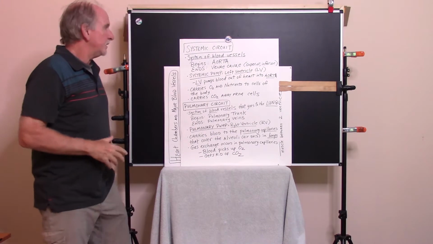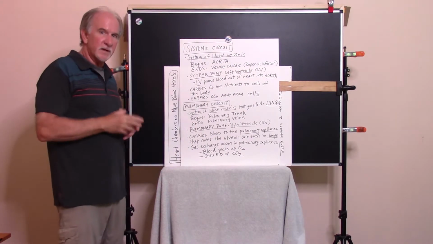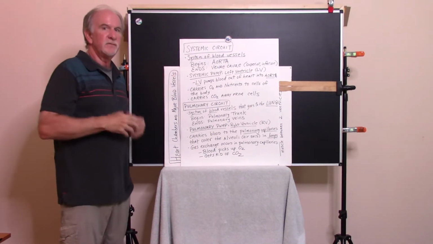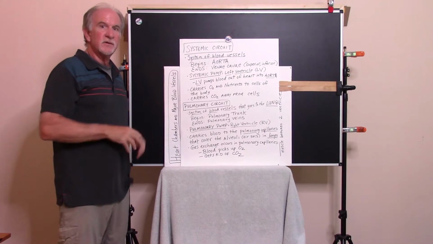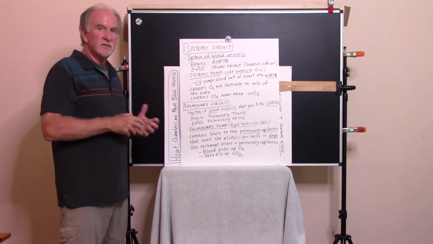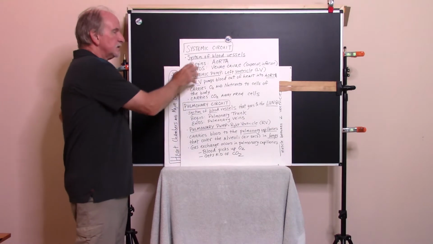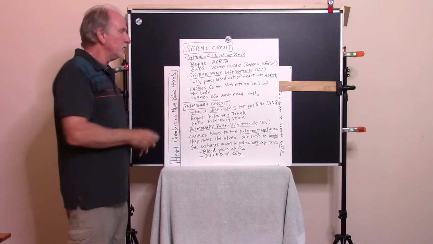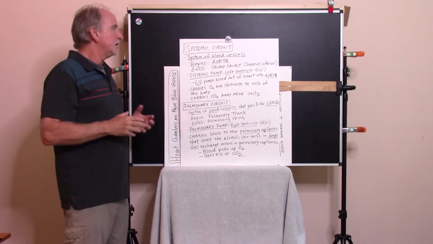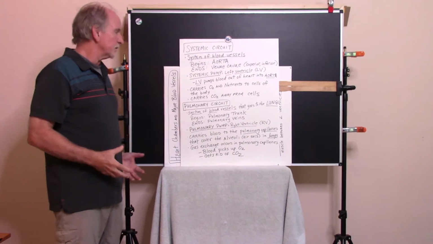So we'll begin by looking at the systemic circuit. It's a system of blood vessels that begins with the aorta and ends with the vena cava. There's two vena cava. There's a superior vena cava and an inferior vena cava. And the vena cava empty into the right atrium of the heart. The systemic pump is the left ventricle, which I'll abbreviate LV, and the left ventricle pumps blood out into the aorta, which begins the systemic circuit.